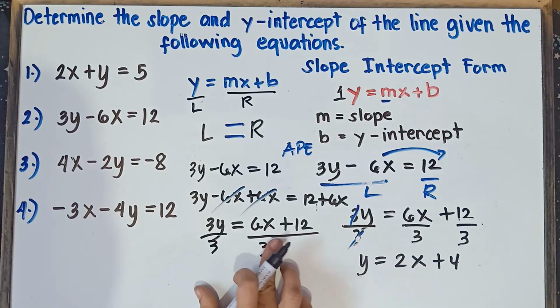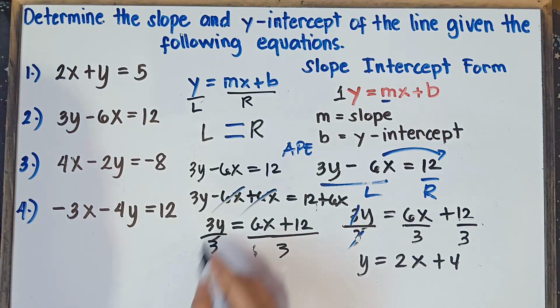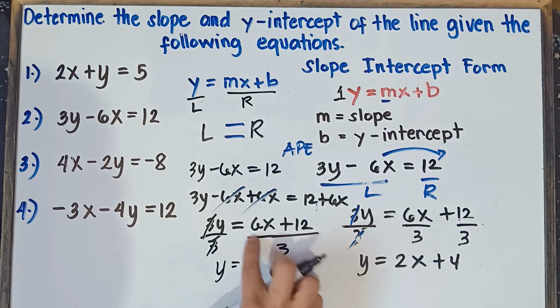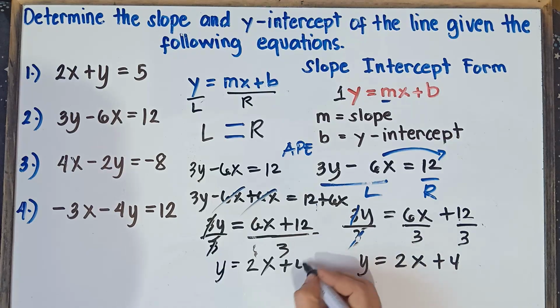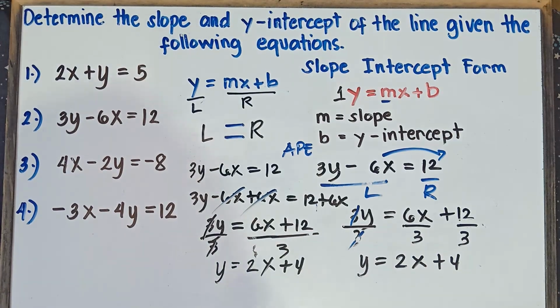So you can have that one, divide by 3. Cancel this out. So y equals 6 divided by 3 is 2. Copy x. 12 divided by 3, that would be positive 4. You will have the same answer, class.